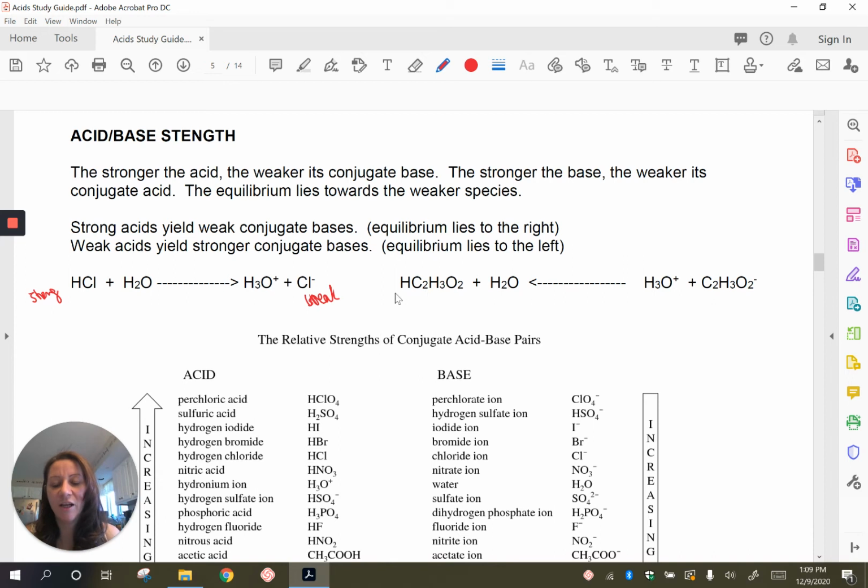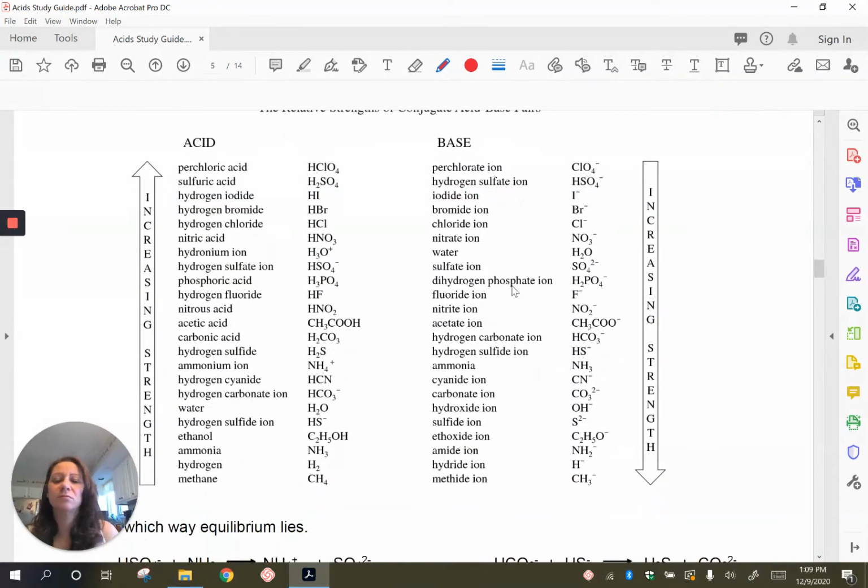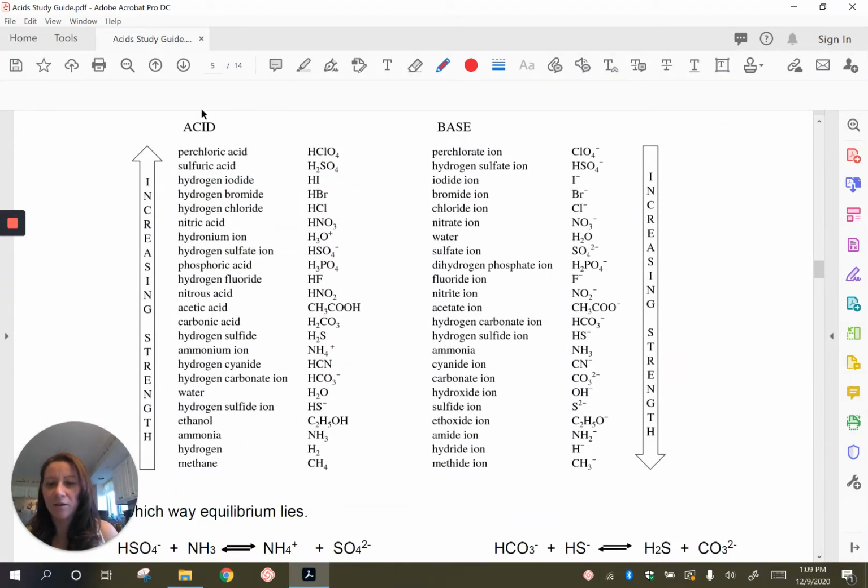If you have a weak acid, then it's not a strong base, but it's a stronger base. So this is the weaker side, this is the stronger side. So let's look at this here.